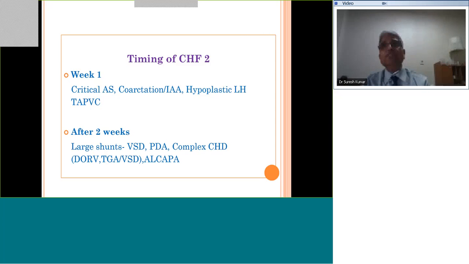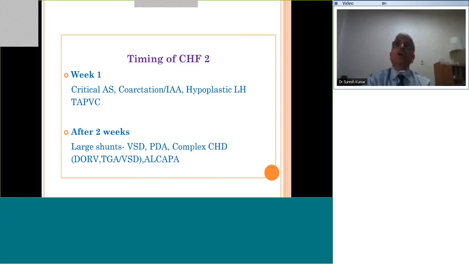Typically, a large VSD or a large PDA would tend to present around 6 to 8 weeks, when the pulmonary vascular resistance has dropped to near adult levels. But sometimes, especially in preterm babies, the presentation may be earlier. Preterm babies tend to tolerate shunts poorly and manifest with heart failure much earlier.